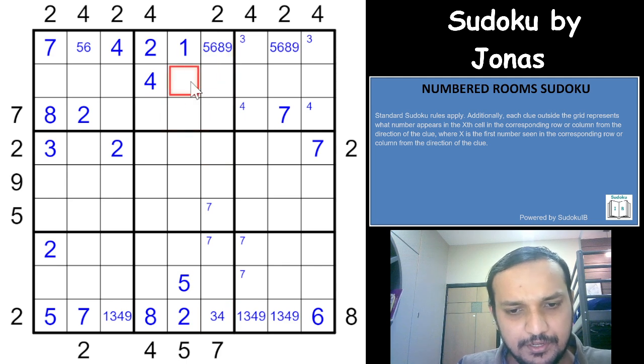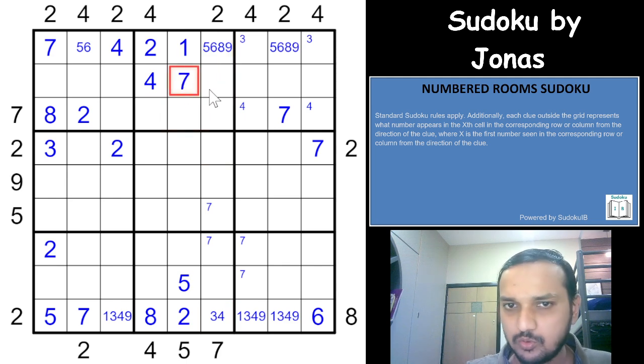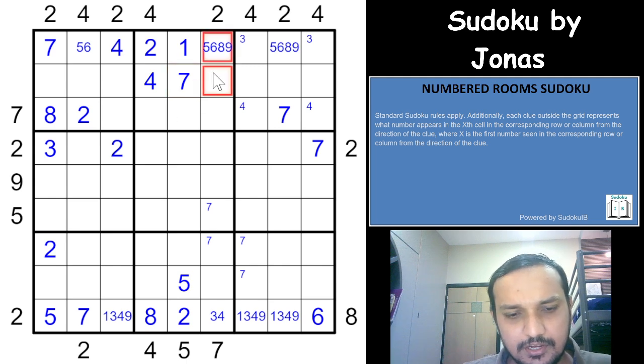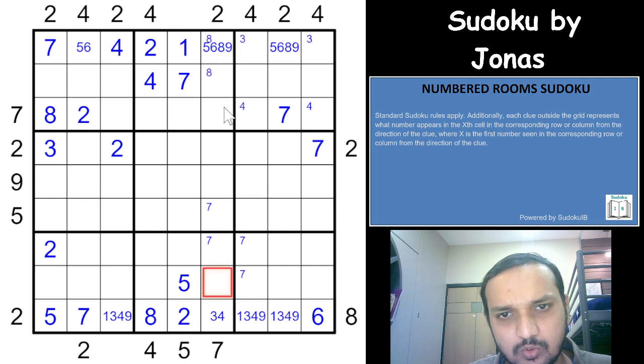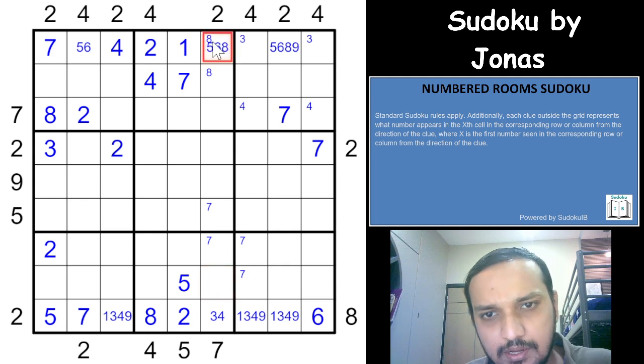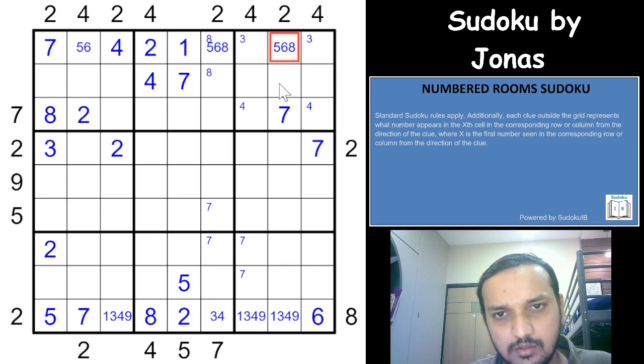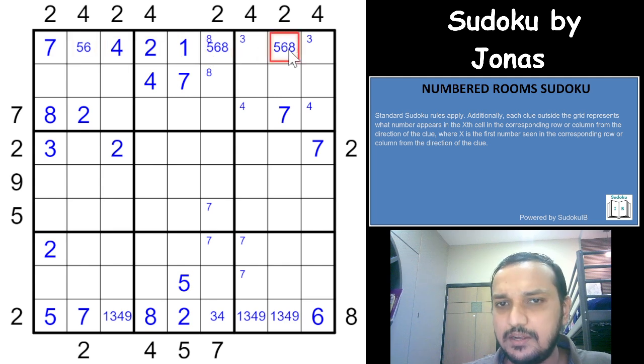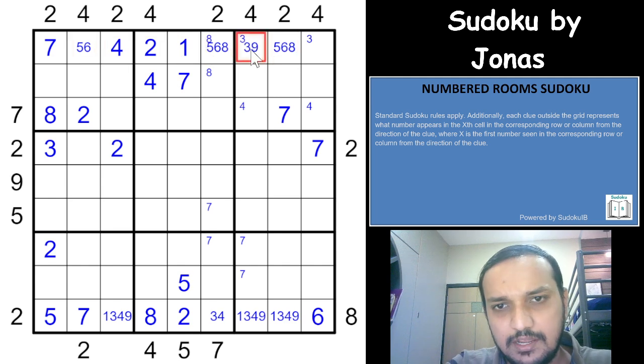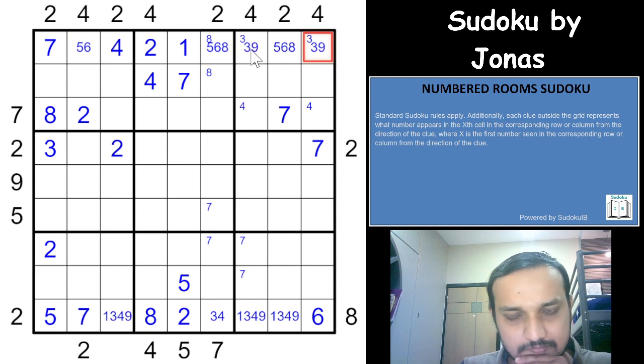But then you get a point, classic Sudoku rule, you get a 7 here. 8 is in one of these two cells. This is an 8, this would be a 2. This cell cannot be a 9. Neither can this cell be a 9, because then you'll have a 2 here. And you get a 5, 6, 8 triplet here. Wow, that gives you a 3, 9 pair here.